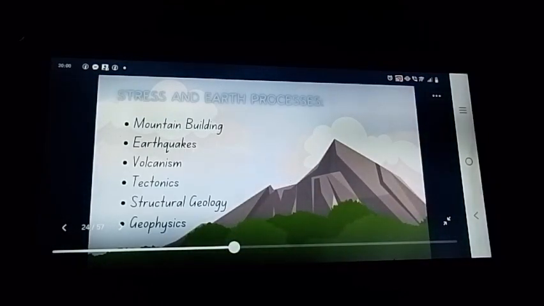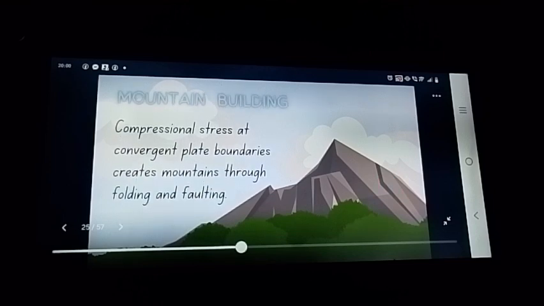So next, this is the types of stress and earth processes: mountain building, earthquakes, volcanism, tectonics, structural geology, and geophysics. So first, mountain building. Compressional stress at convergent plate boundaries creates mountains through folding and faulting.